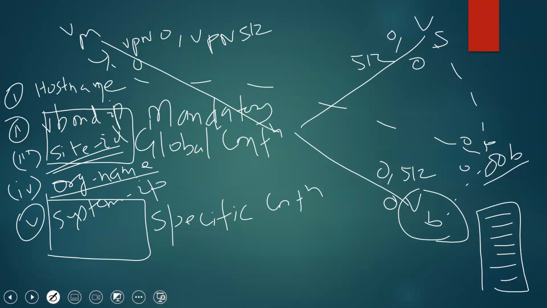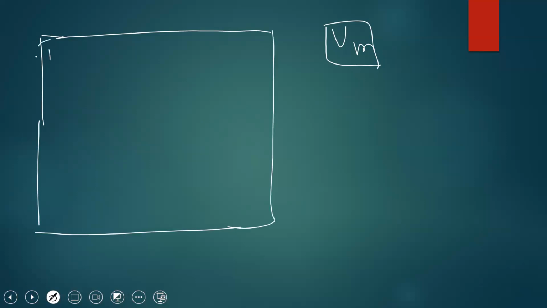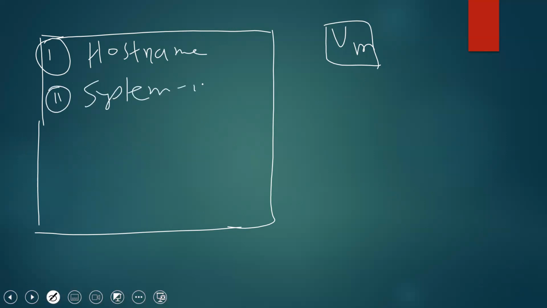It's not clear. Again, I'll go and write all those things. So let me go and write. What I'm telling is, suppose we are inside the vManage, it should have some global mandatory configuration. It should have these 5 very important configurations. It should have the host name. It should have the system IP.